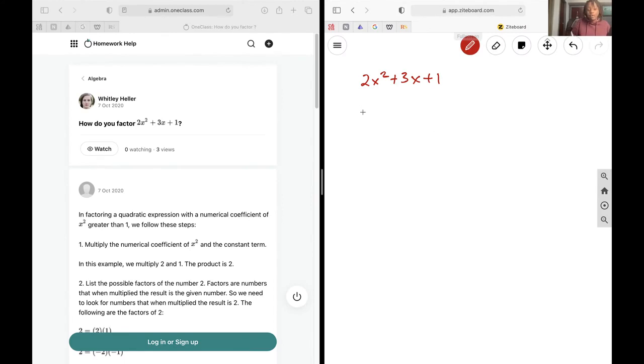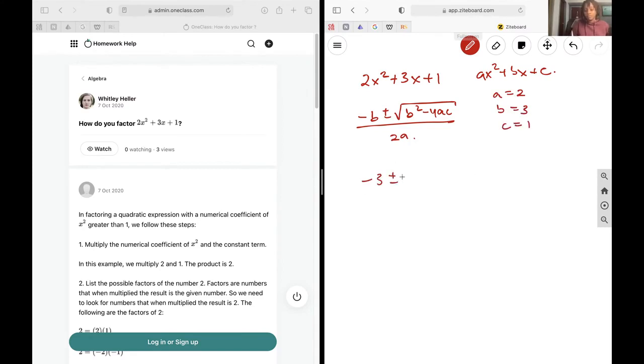So with the quadratic formula, I need to remember ax squared plus bx plus c. The quadratic formula states that x is negative b plus or minus the square root of b squared minus 4ac, and this is all going to be over 2a. So let's go ahead and plug in our values. I have a is equal to 2, b is equal to 3, and c is equal to 1. So when I plug that all in, I get negative 3 plus or minus the square root of 9, because that's 3 squared, minus 4 times 2 times 1. And that's all going to be over 2 times 2, which is 4.